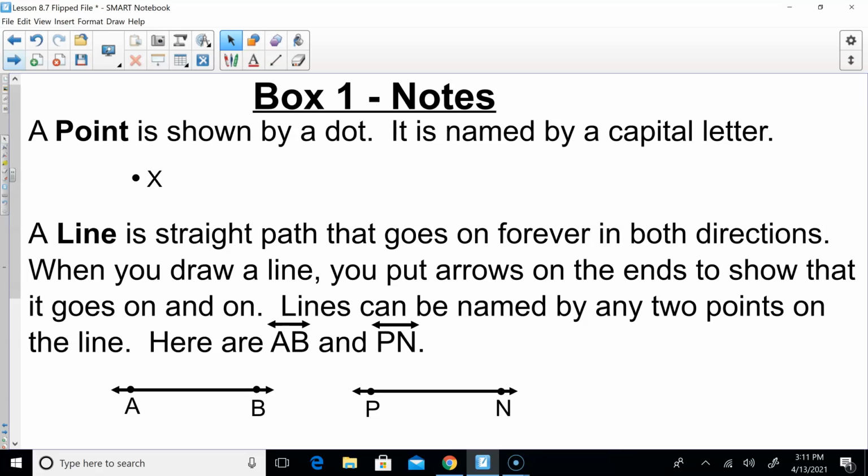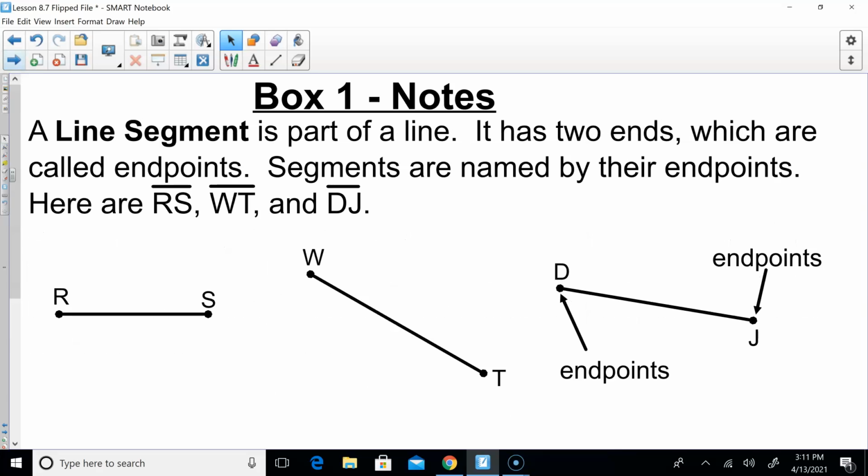We have some of our notes to review. We have a point, which is x. We know a line, as it's written, has arrows on both sides. It means it goes on forever. It has points along the way. We also have line segments, which have endpoints, which are part of a line, labeled by two identified points.